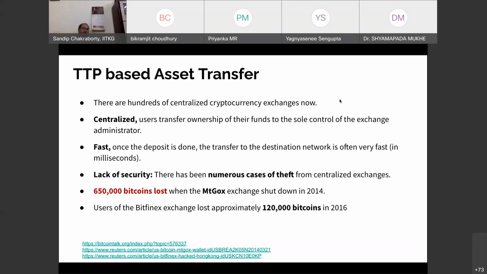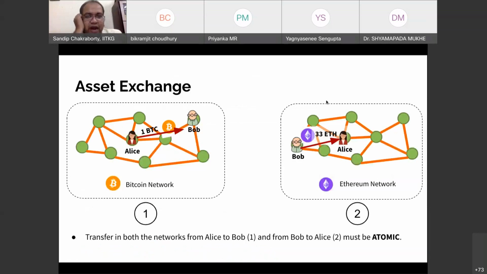Because of such exchange failures, there are instances where people have lost their Bitcoins because they have made the transfer to the exchange, but in return they have not received the corresponding money in the other account. So although this kind of exchanges provide a kind of solution for transferring money from one network to another network, they have significant amount of security concerns. So from that particular question, we try to look into this problem of asset exchange.